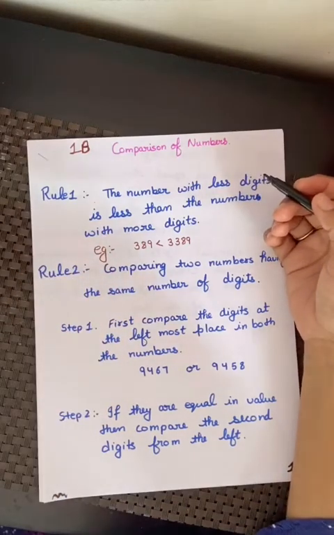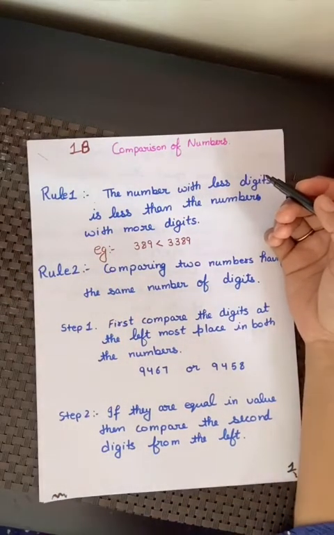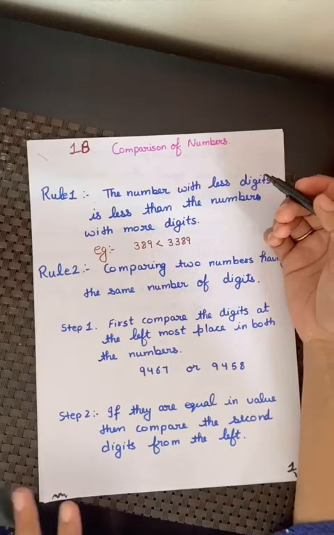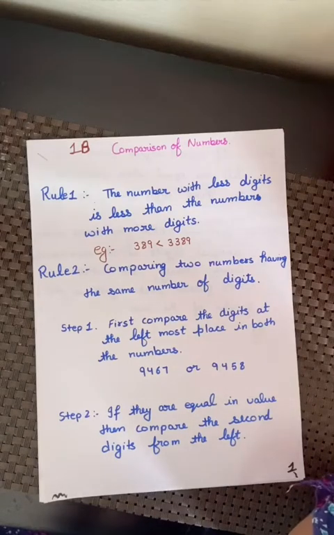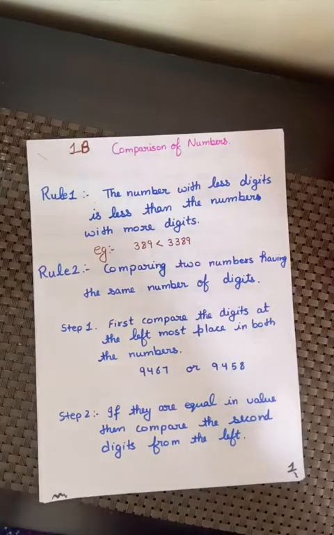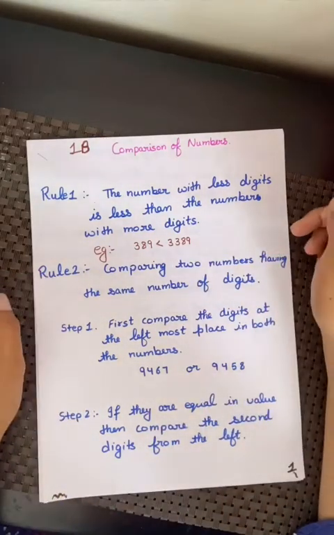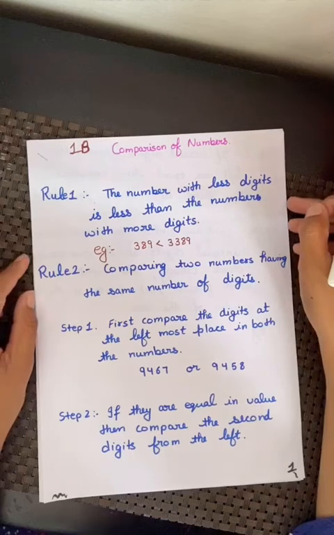So our exercise is comparison of numbers. In comparison of numbers, we have to compare whether a number is greater than the given number or smaller than the given number. So how do we compare the numbers? There are some rules to follow.